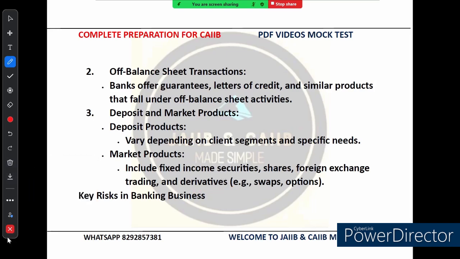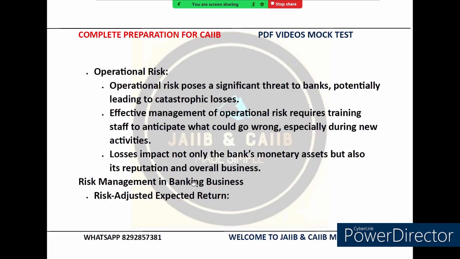Now, what are the key risks in the banking business? The first is operational risk. Operational risk refers to the risk of loss due to something going wrong in the bank's day-to-day operations. This could be because of human error, system failure, or an external event like fraud. Managing operational risk is critical because it can lead to big financial losses and damage the bank's reputation. For example, if a bank introduces a new service without properly training its staff, errors could happen, resulting in financial loss or upset customers. That's why banks invest in training and systems to anticipate these risks and prevent them.